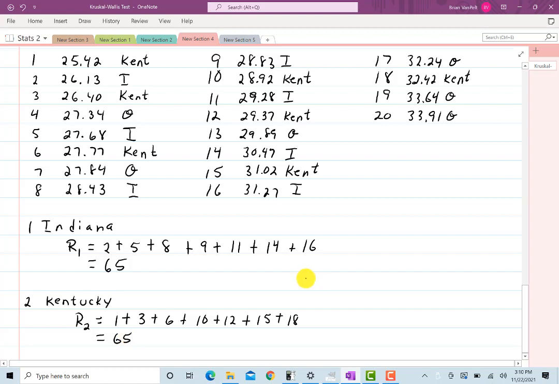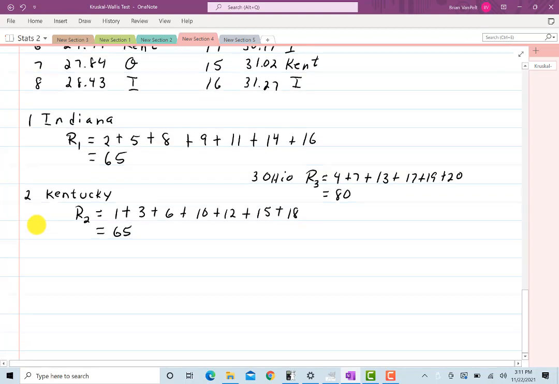And finally, so I can keep it all on the same page, let me throw Ohio in here. So R sub 3, let me get all the Ohio ranks. 4 plus 7 plus 13 plus 17, 19, and 20. That'll be 11, 24, 41, 60, 80. Now I'm prepared for my test stat.